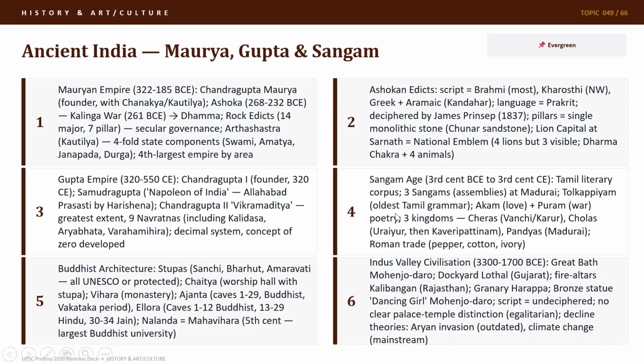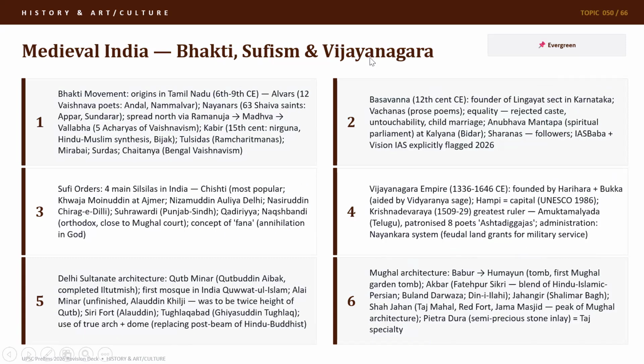Moving on, we have medieval India, where we have Bhakti, Sufism, and Vijayanagara. So Bhakti movement started in Tamil Nadu from 6 to 9 CE. Alvars were 12 Vaishnava poets. Andal and Nammalvar were the famous ones of them. Nayanars were 63 Shaiva saints. Appar and Sundarar were again famous in them. So we had more Nayanars than Alvars. Alvars are Vaishnava saints and Nayanars are Shaiva saints.